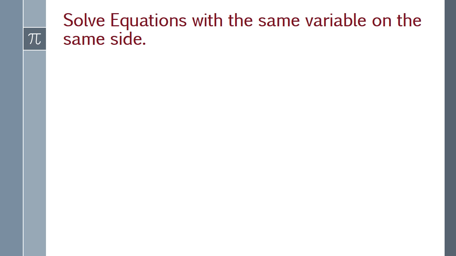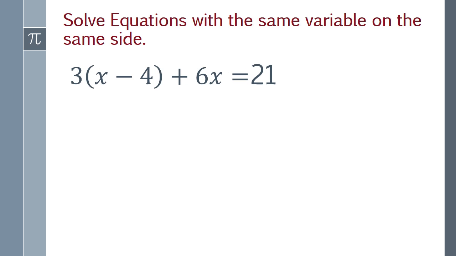Now let's solve equations with the same variable on the same side. Our example is 3 times (x minus 4) plus 6x equals 21. I'm going to start by getting rid of the parentheses, because every time we see parentheses, we need to get rid of them. So I'm going to end up with 3x minus 12 plus 6x equals 21.